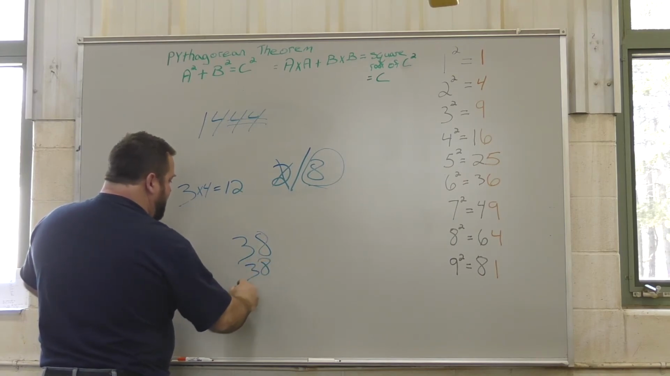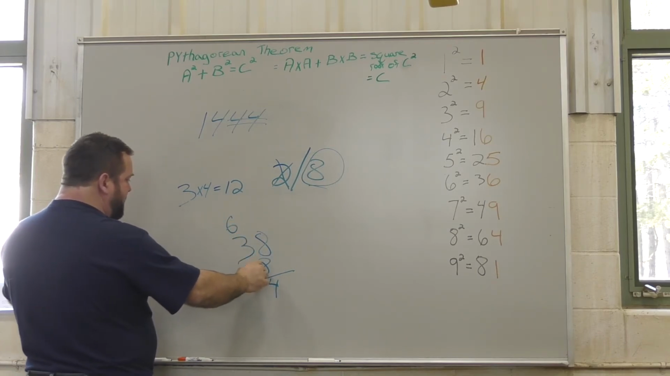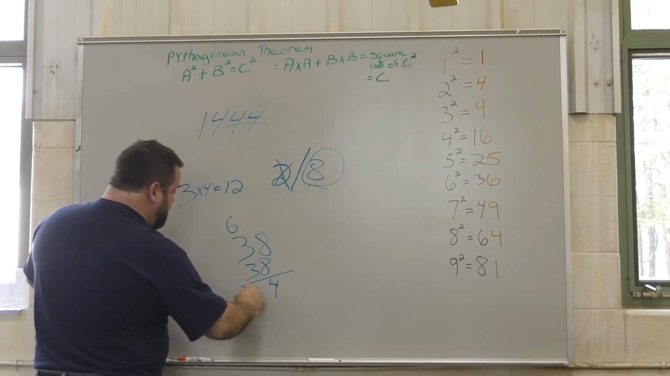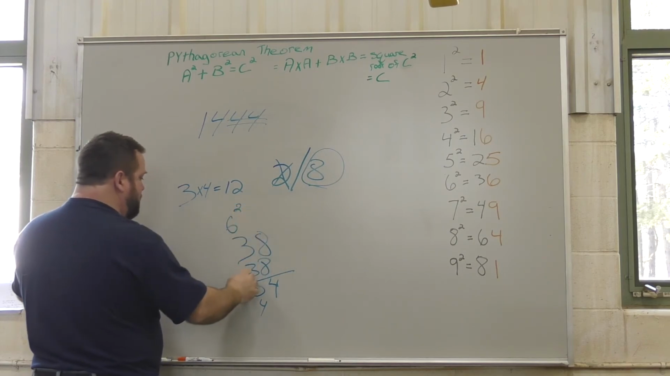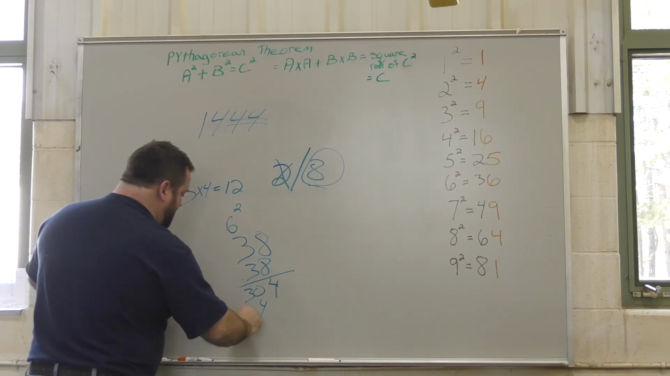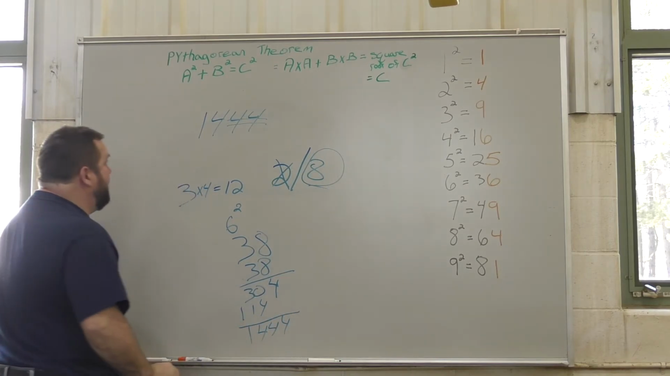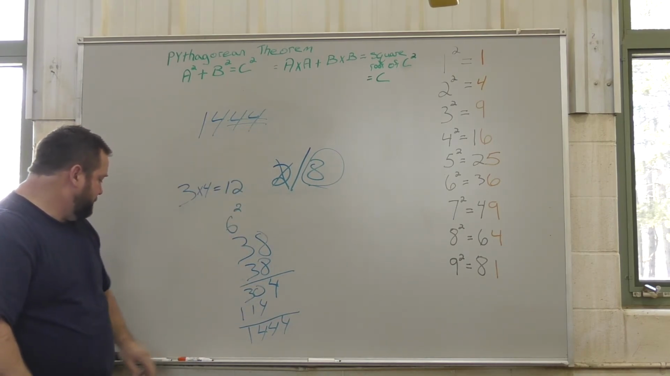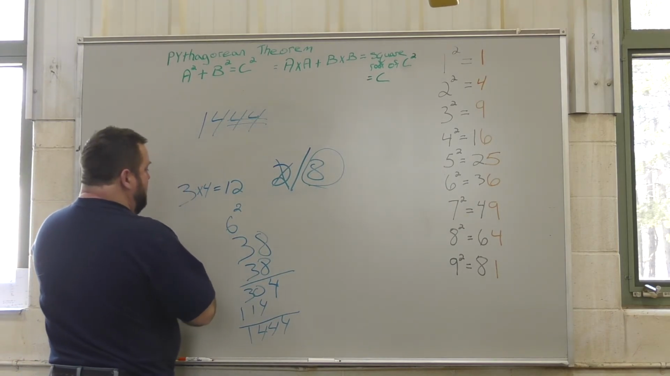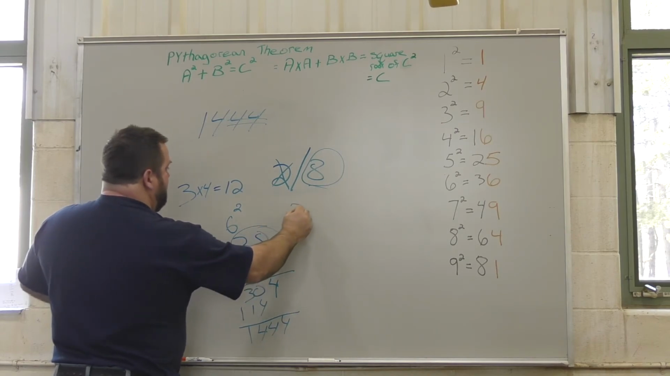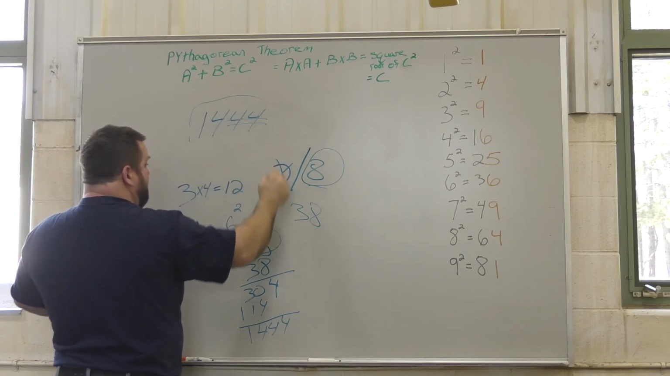Check our answer. 38 times 38. 8 times 8 is 64. 8 times 3 is 24, plus 6 is 30. 8 times 3 is 24. Carry the 2. 3 times 3 is 9, plus 2 is 11. So we have 1,444. That's our original number again, so we know that 38 is the square root of 1,444.